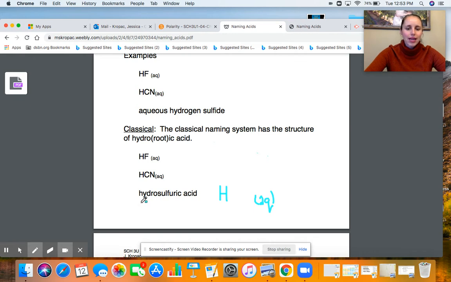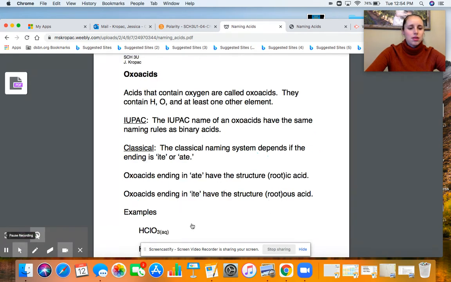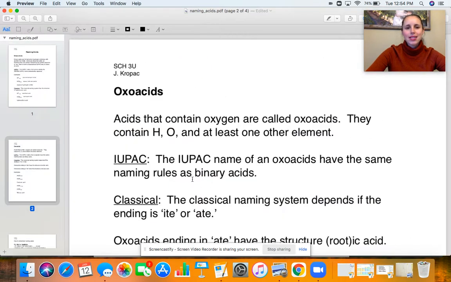So for this, I've got hydrogen, and my root here is sulfur. Hydrogen, again, has a charge of +1. Sulfur has a charge of -2, and we're going to go ahead and cross over those charges. So this 2 is going to go with hydrogen, and this 1 is going to go with sulfur. So I'm going to write H, I'm going to write 2, I'm going to write S, and how I would actually write the chemical formula for hydrosulfuric acid is H2S(aq).